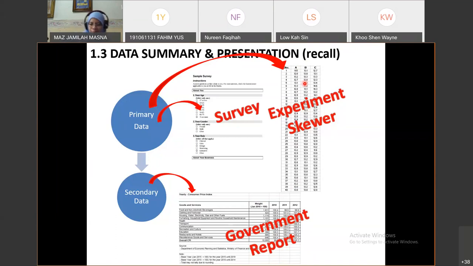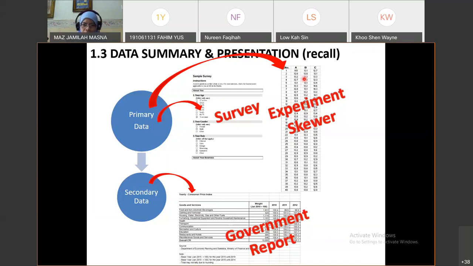Class? If you have variability, do you need statistics to help you out, or you don't need statistics? Yes or no? Yes. Whenever there is variability in your data set, that's when statistics comes in.